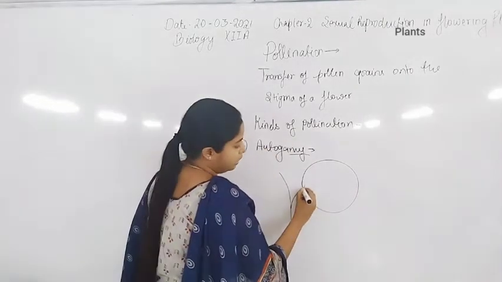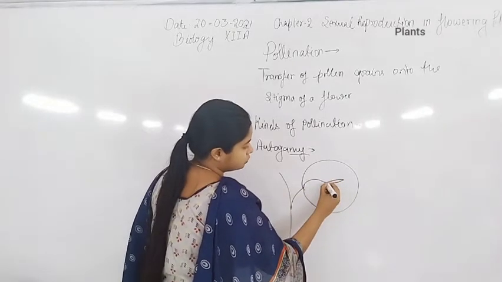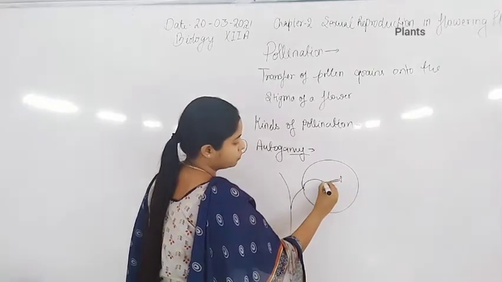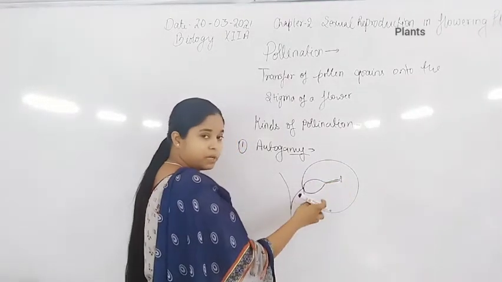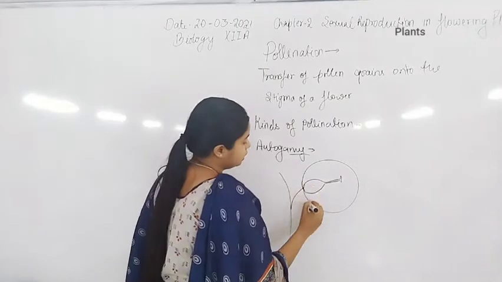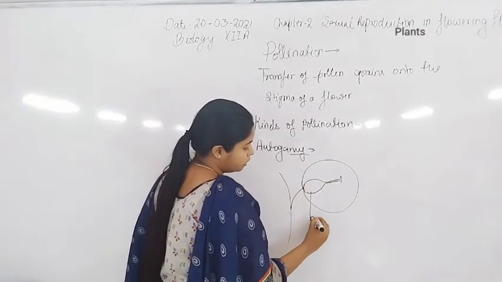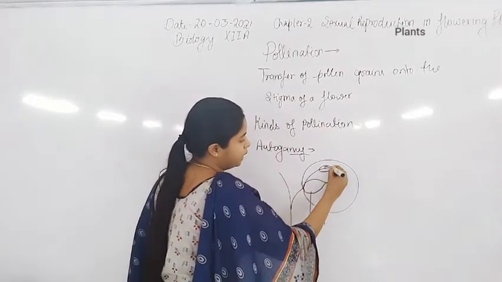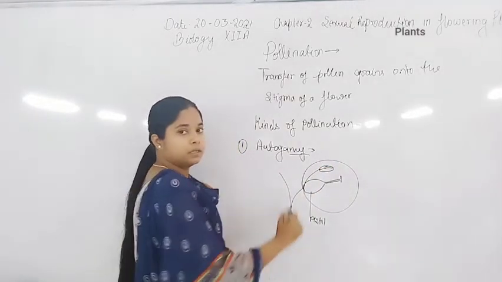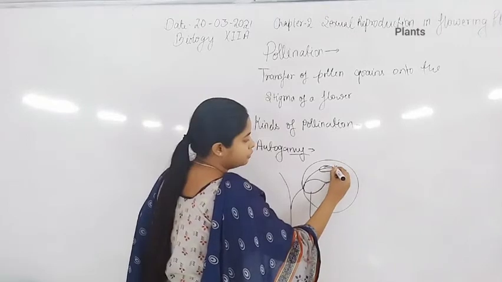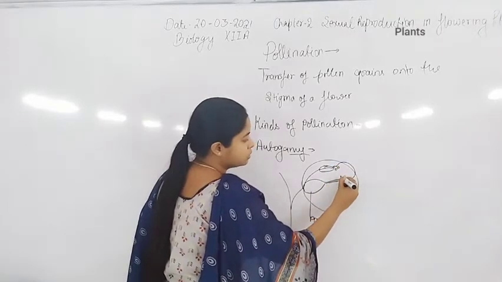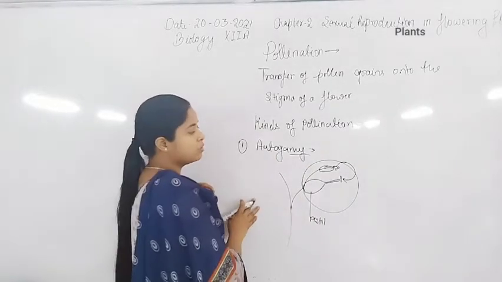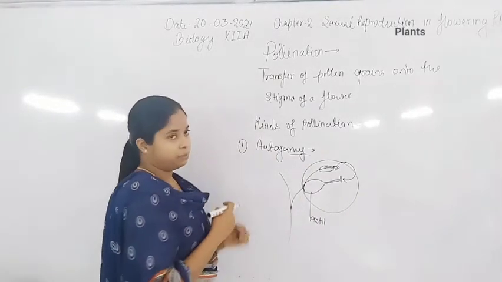Now on the flower, the female reproductive part, gynoecium, also known as pistil, and here is the male reproductive part, anther-stamen. Pollen grain transfers from this anther to the stigma of the same flower. This kind of pollination is known as the autogamy type of pollination.